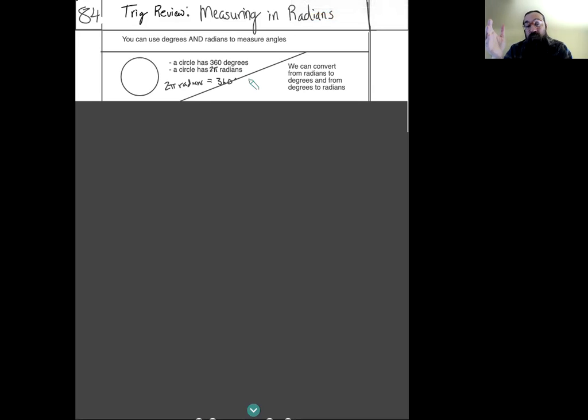And therefore we can convert, right? We can convert from radians to degrees and from degrees to radians. That's all we're up to today. It's very straightforward.